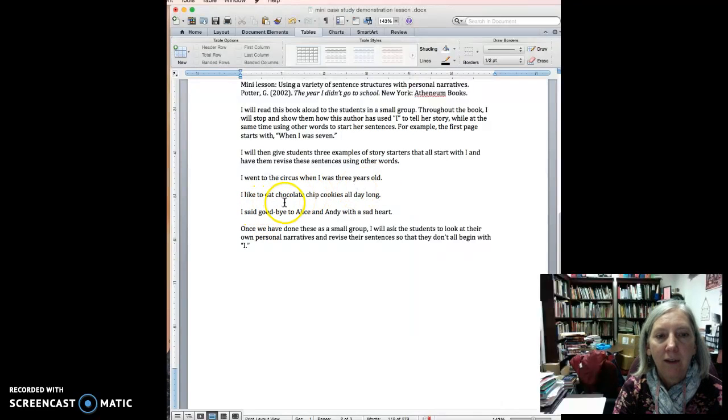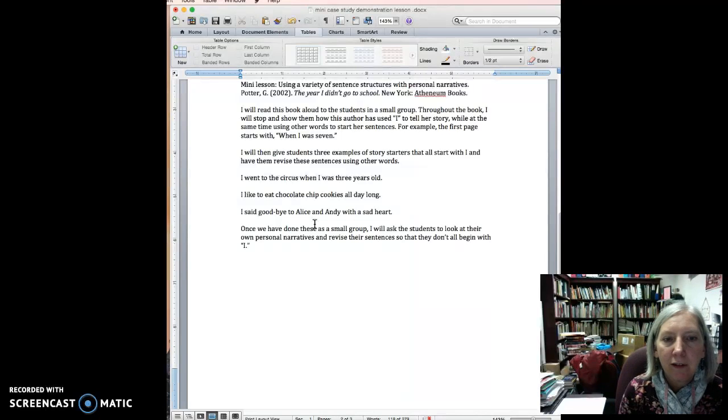The second one, I like to eat chocolate chip cookies all day long. So again, you could start with the phrase at the end, or you could revise the sentence to say something like, chocolate chip cookies are my favorite things to eat. You could start with, for the whole day, I like to eat chocolate chip cookies. It would be an awkward sentence to say all day long, I like to eat chocolate chip cookies. But you can talk about different ways and maybe even have students get into pairs and try to write different sentences that say basically the same thing.